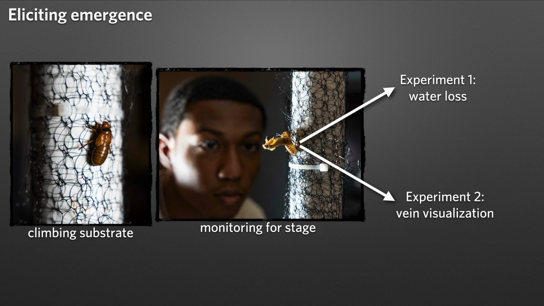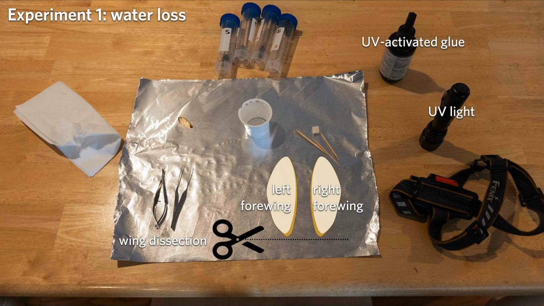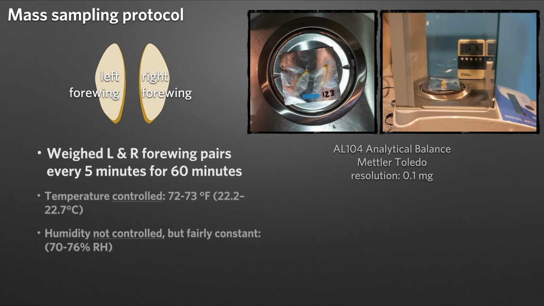So in the water loss experiment, what we did is we cut the wings off, and then we sealed them with a small amount of UV activated glue. And then with the wings, we put them on a mass balance, and we weighed them every 5 minutes for 60 minutes. Now, in comparison to watching flying snakes flying through the air, this is literally like watching paint dry. But the data are quite reliable, so that's nice.